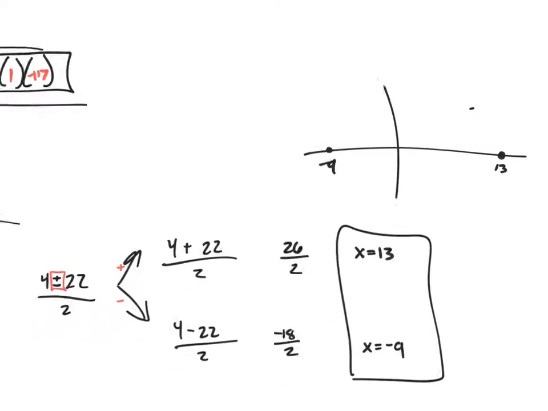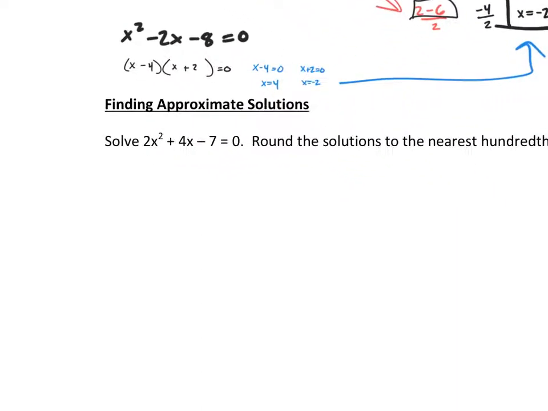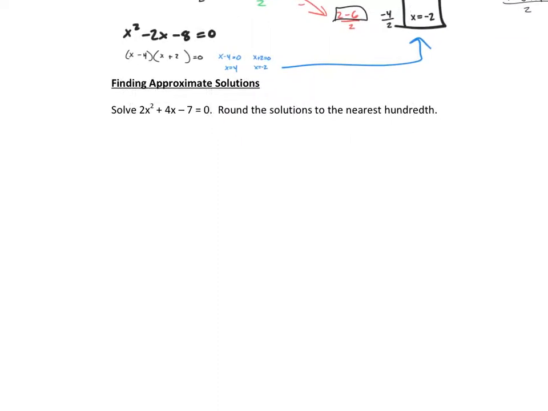So let's talk about something like this where it says find approximate solutions. Now what this means is that these solutions are going to be square root solutions. Not every quadratic will cross the x-axis at a whole number or at a fraction number. Sometimes they'll be called irrational, and irrational means that it comes from a square root value.